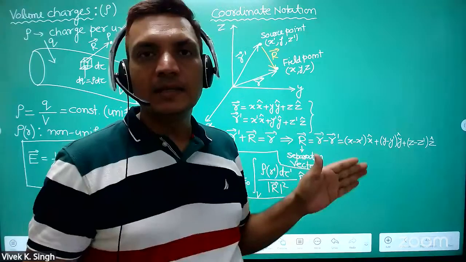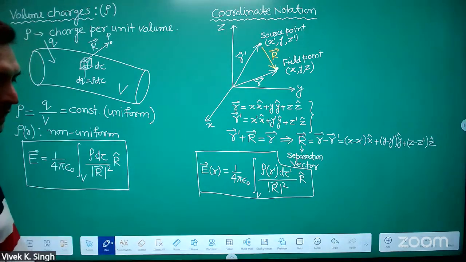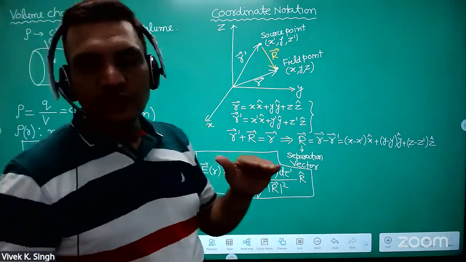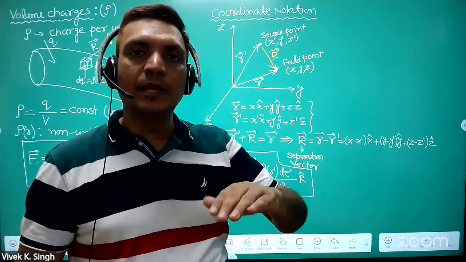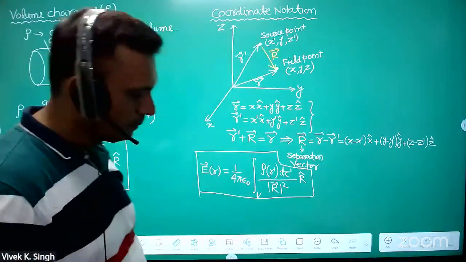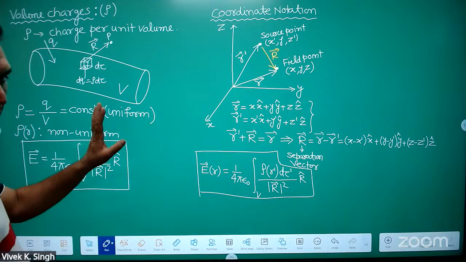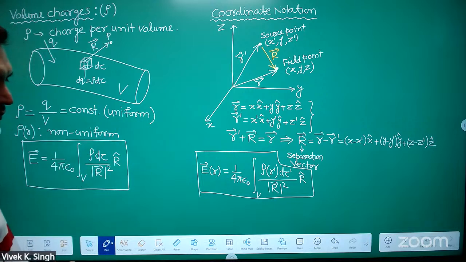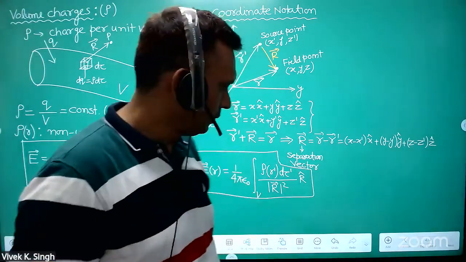So we have just defined continuous charges. Now we will see examples based on Coulomb's law. We will first see discrete charges, though mainly questions are asked based on continuous charge distribution. Okay? Is it clear? Any doubt in Coulomb's law? No, sir. Okay. Chalo, now let's take examples.